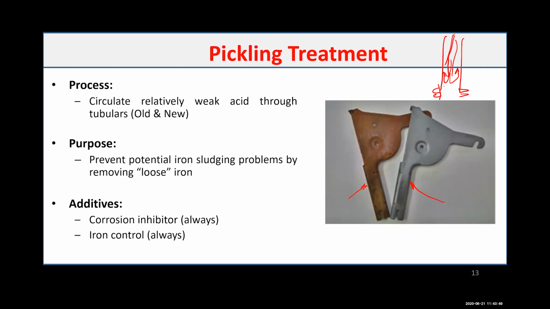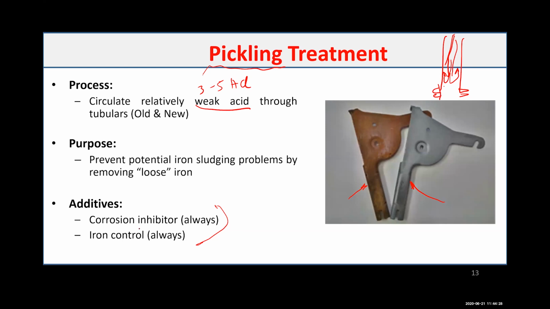And the objective is to remove any iron from the wells before we are pumping the fluid inside the formation. And usually we do this before any acid treatment. So this is one of the recommended treatments that we do before pumping the acid inside the formation. For pickling, we are talking about a weak acid, usually 3 to 5% HCl. And as additives, usually you have only two, corrosion inhibitor and iron control agent. Those are the two additives that you have.